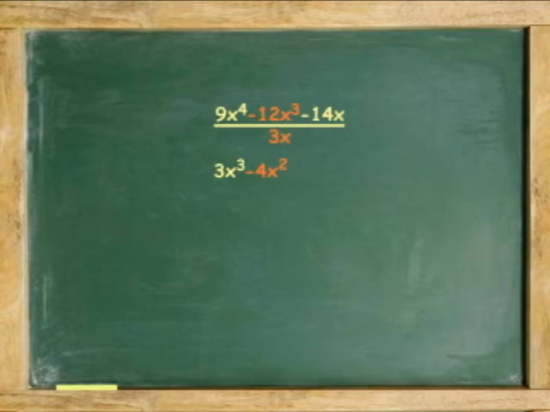In the third term, negative 14 divided by 3 is negative 4.6, and the x gets cancelled. Answer: 3x cubed minus 4x squared minus 4.6.